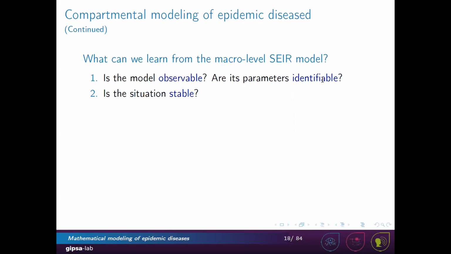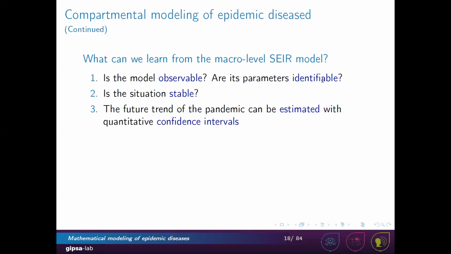So a good point about this approach to modeling is that we can mathematically prove the stability or instability of the situation. We can also predict the future trends. We can estimate the population of people who will be exposed or infected in a week or in a month with a certain confidence interval.